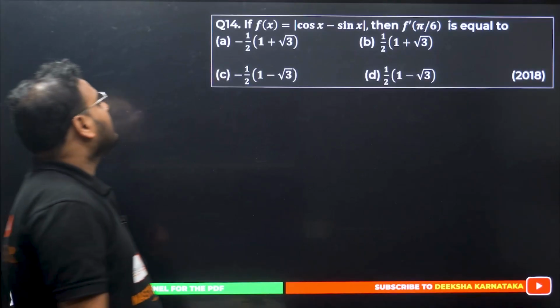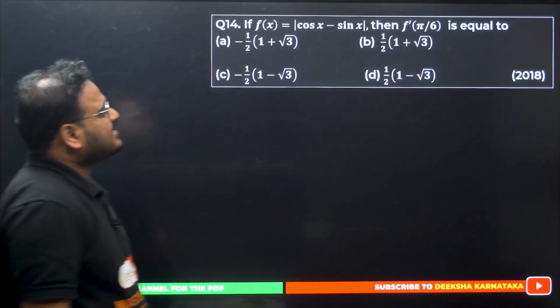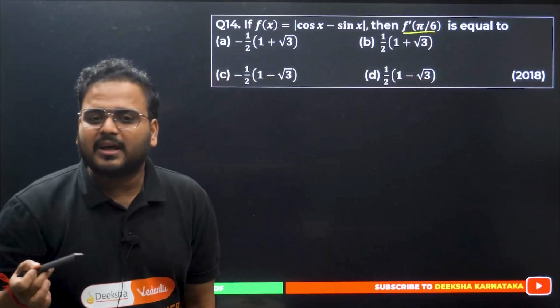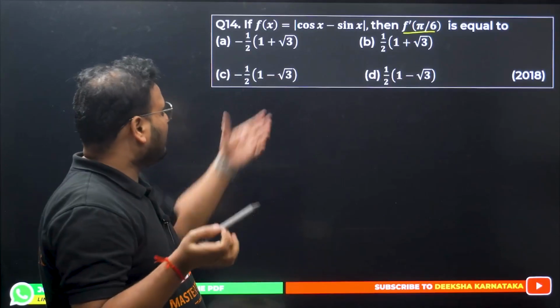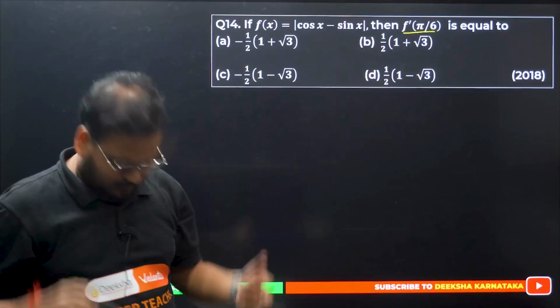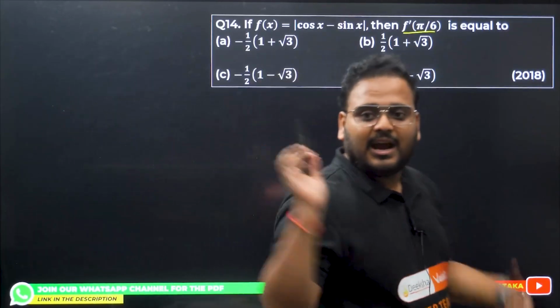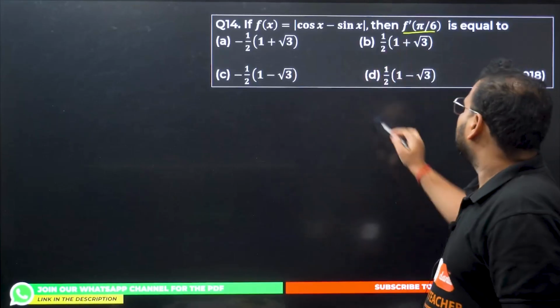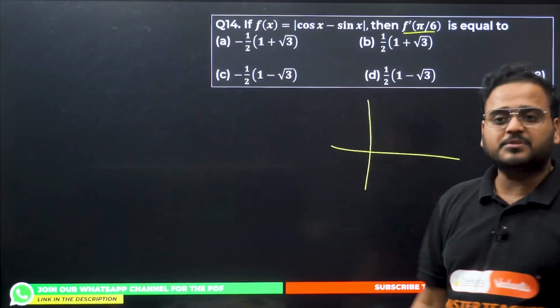14th one. f(x) is mod of cos x minus sin x. Looking for the derivative at pi by 6. Now for some students, again there will be, sir, how will I open the mod? Looking at the mod and derivative at pi by 6, I'll leave the question. I'll tell you what I'd do if I was a student. Very simple: draw the graph. The trick of this question is to draw the graph.